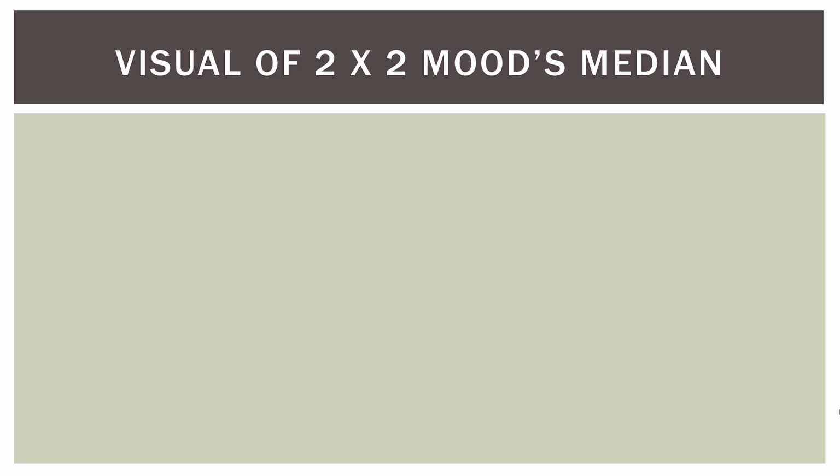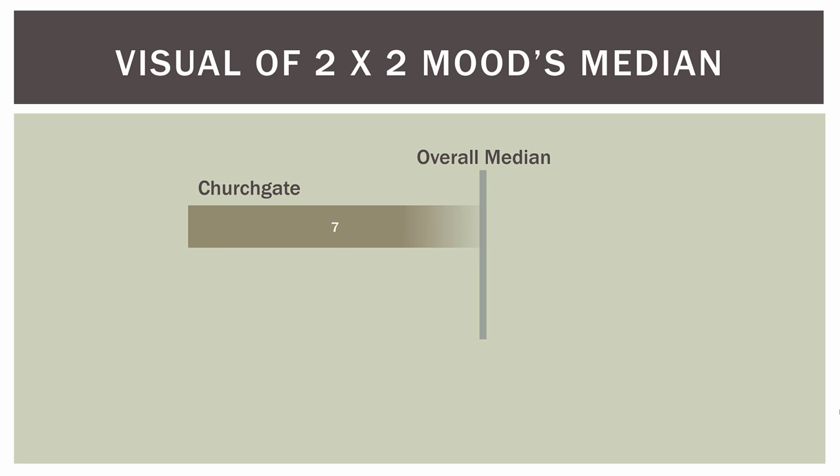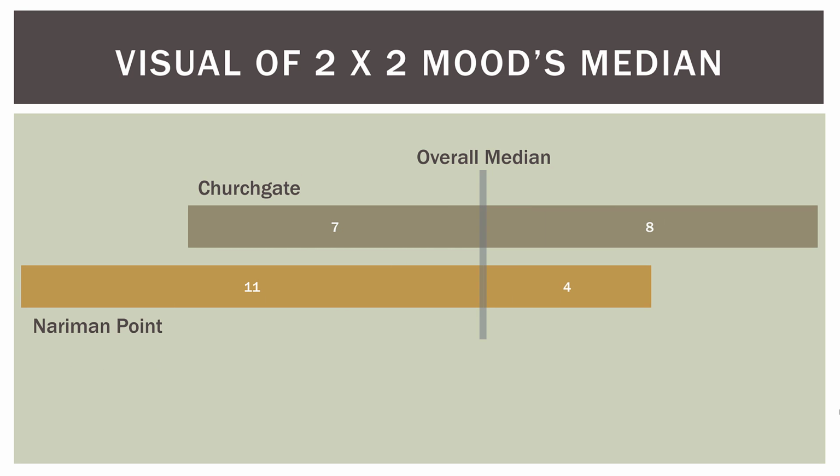So visually, it looks like this. Here's our overall median, and here's where Churchgate falls, and here's where Netterman Point falls. So we can see that Churchgate had 7 observations that were less than or equal to the overall median, and Netterman Point had 11.